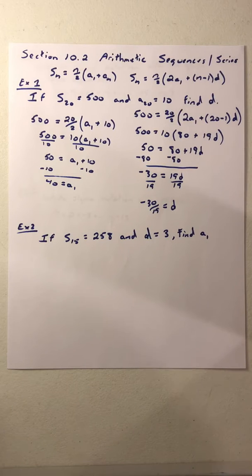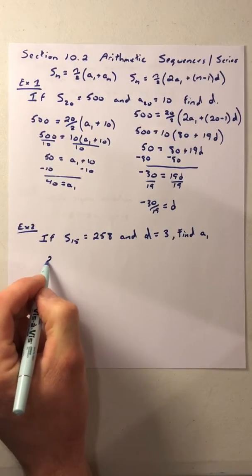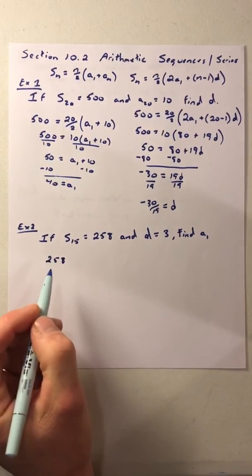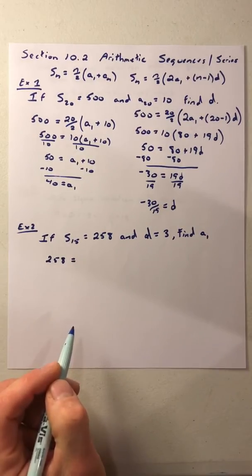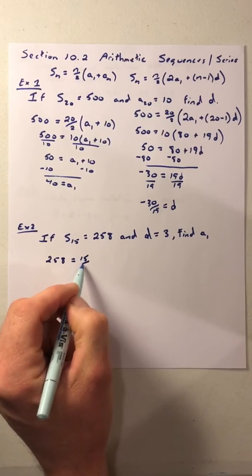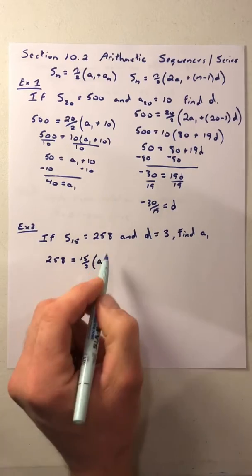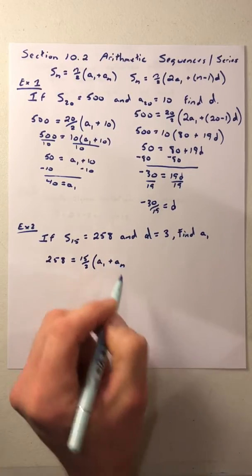In example 5, we're given the 15th term as 258. We're given a common difference of 3. Can we find a sub 1? So let's see what we know and what we can find. We know the 15th term, so 258 is going to equal n, which we know is 15 terms, divided by 2, times a sub 1 plus a sub n.